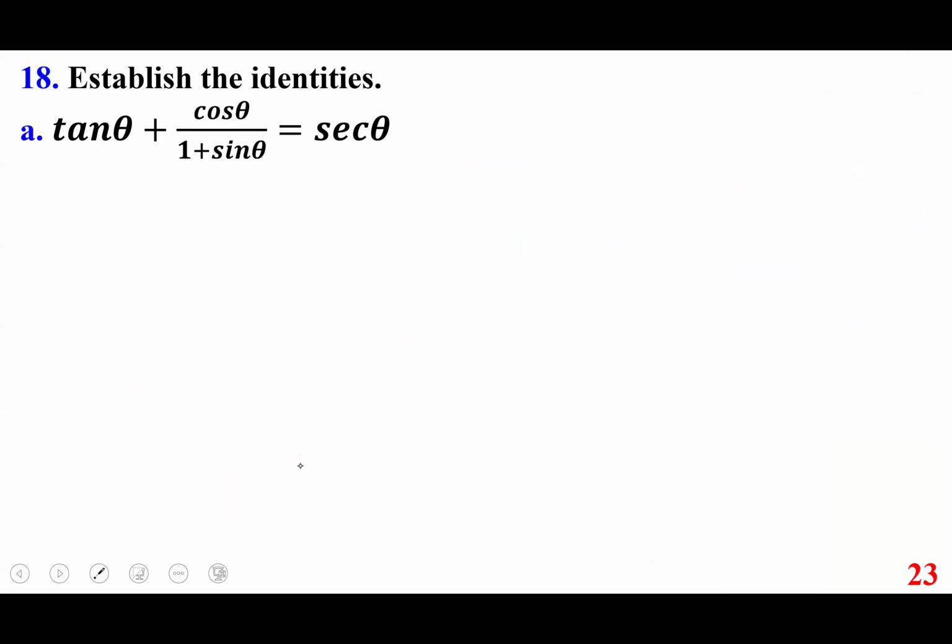Establish the identity: tan theta plus cosine theta over 1 plus sine theta is secant theta. We start from one side, and obviously the left-hand side is more complicated. So we change everything involving tangent to sine and cosine. This is fine. We change this one to sine over cosine.